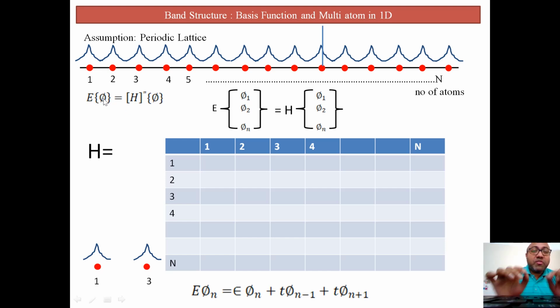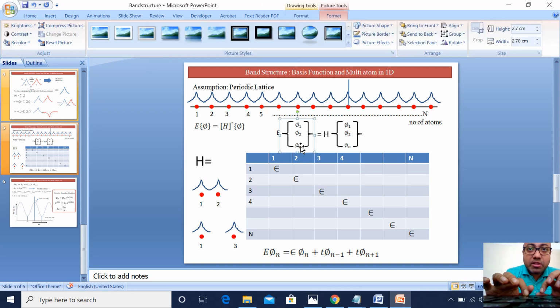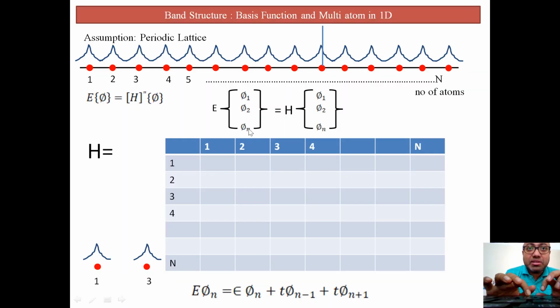Now, you know phi is my column vector, a column matrix, which I have written as phi 1, phi 2, phi 3 up to phi n. N is the number of atoms. I think it's better to write phi capital N. There may be a typo, so please correct it. This is phi capital N.